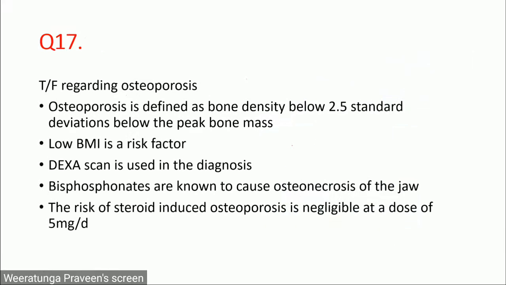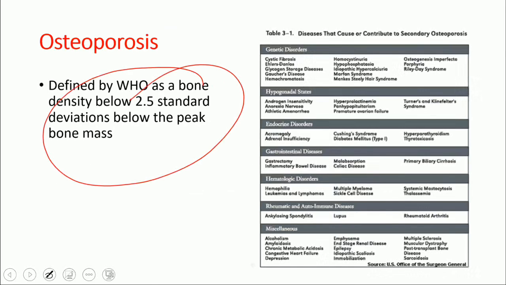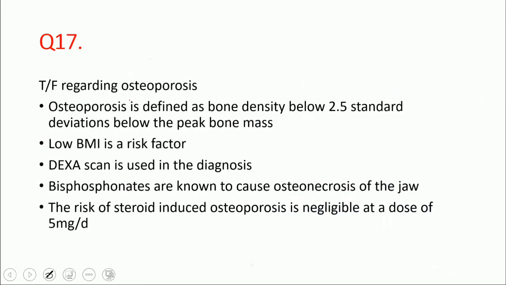Right. So let's do question number 17. Okay. So low BMI is a risk factor is true. DEXA scan is a special type of scan that we use in the diagnosis of osteoporosis.